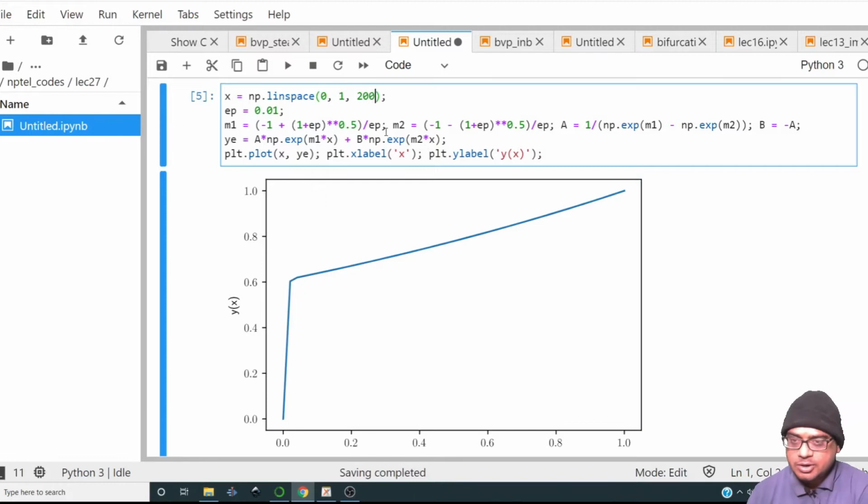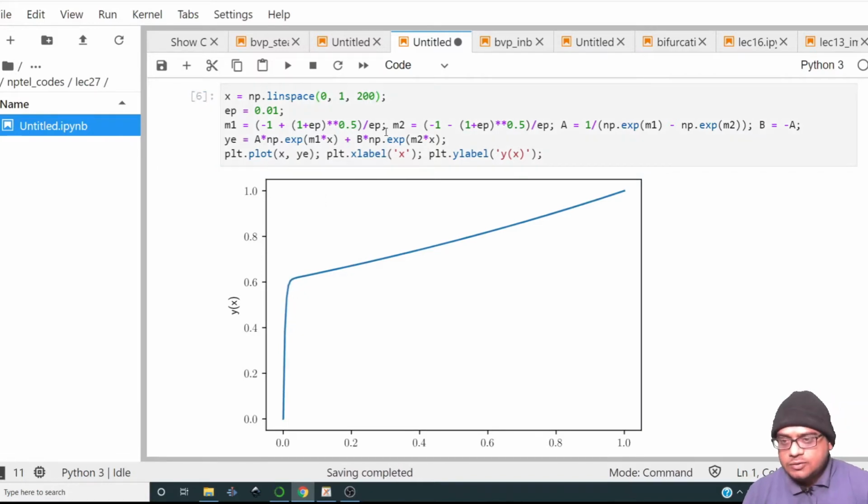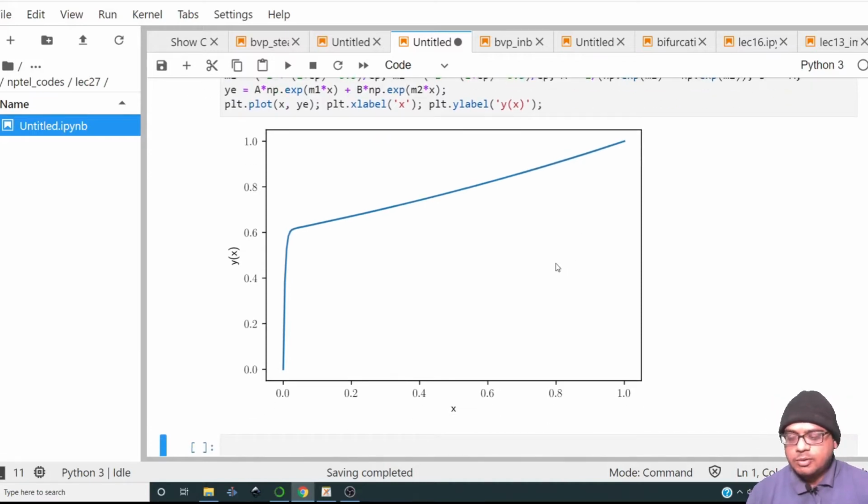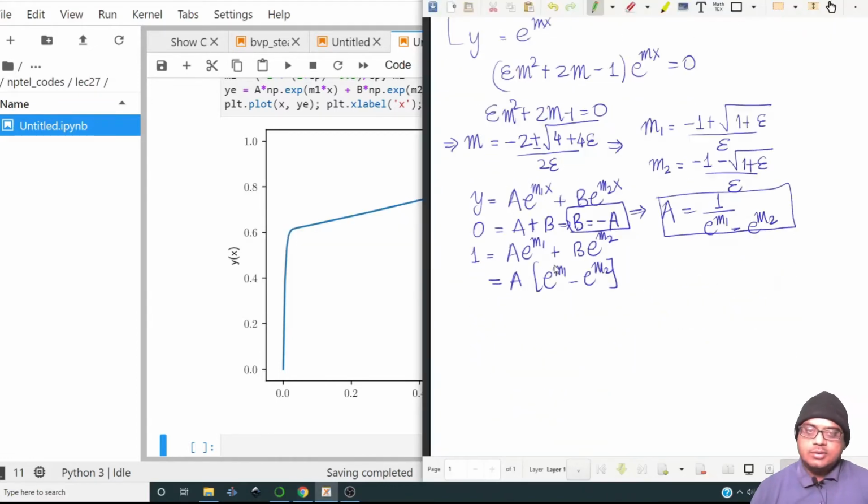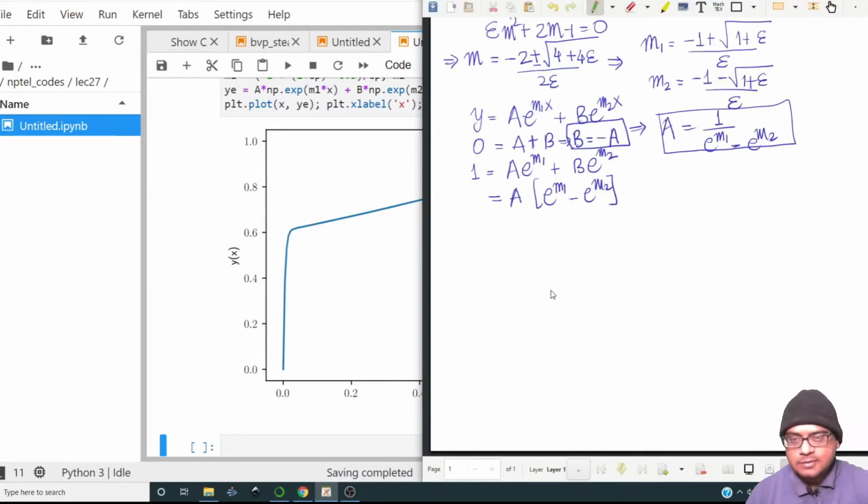So let me take 200 points. So yeah, you have a fast variation over here, and then a smooth variation, something like this. And this kind of thing is called a boundary layer. A boundary layer refers to that zone in the domain where there is a very rapid change in the variable. And the term boundary layer is very closely associated with von Karman, who is credited for assigning this name.